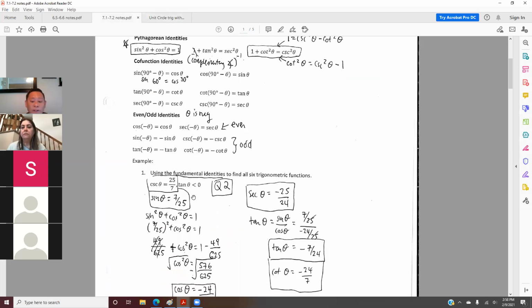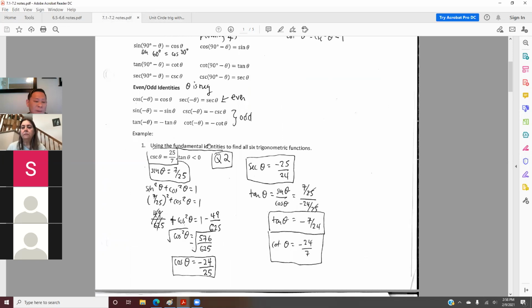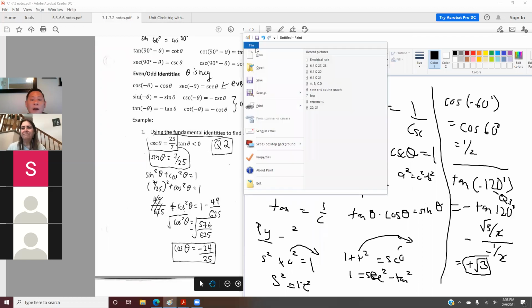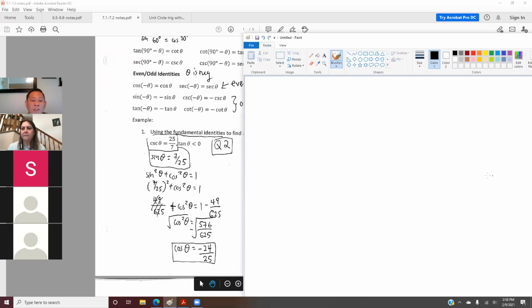Okay. For the first few questions, they want you to use a fundamental identity. I do not want you to do that. Just use your SOHCAHTOA to do it. Don't look at all this work because it's messy, and in the test I won't ask you to do that. The first question: if I give you cosecant theta is 25 over 7, and tangent theta is less than 0.